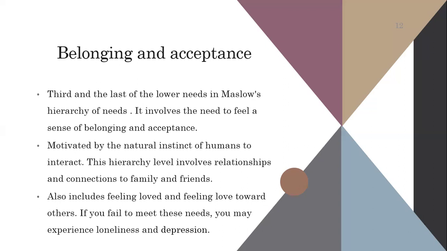Then come social needs, which include belonging and acceptance. Third and the last of the lower needs in Maslow's hierarchy of needs, this includes the need to feel a sense of belonging and acceptance. People need to be affiliated with certain groups or people. They are motivated by the natural instinct of humans. This hierarchy level involves relationships and connections to family and friends. This level also includes feeling loved and feeling love towards others. If a person fails to meet this need, he may experience loneliness or depression.